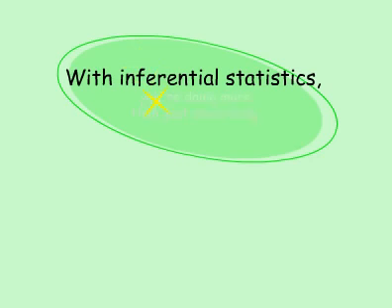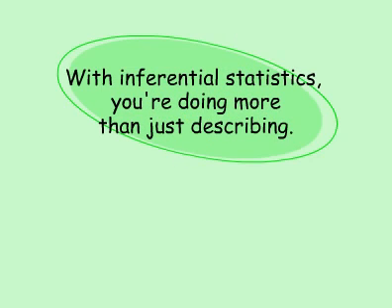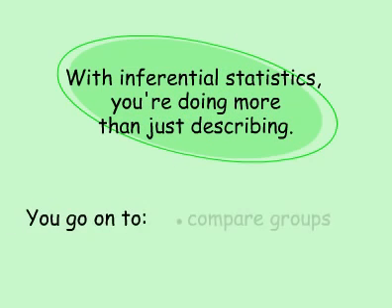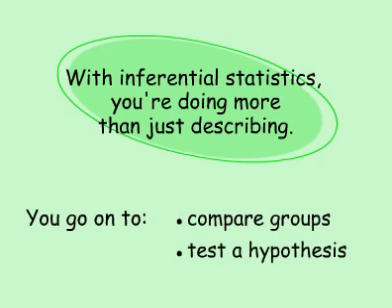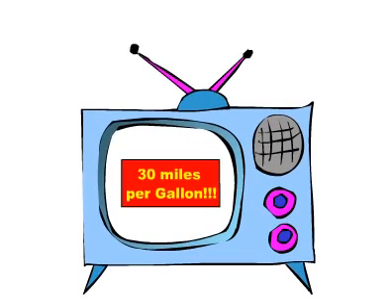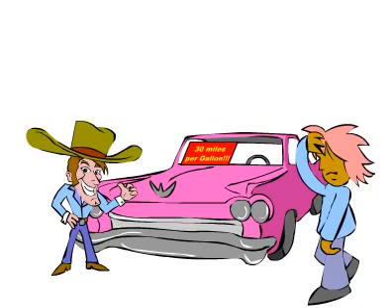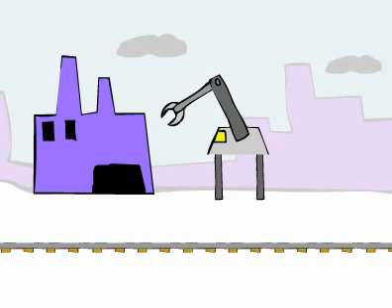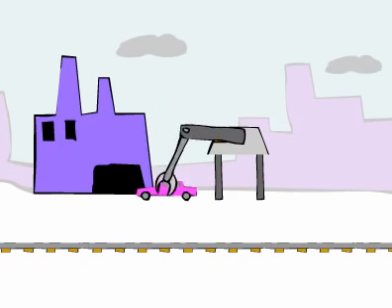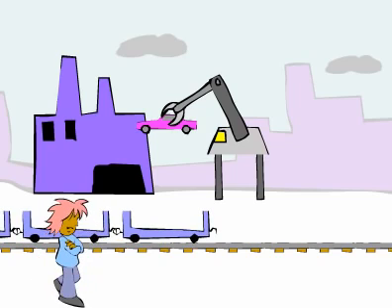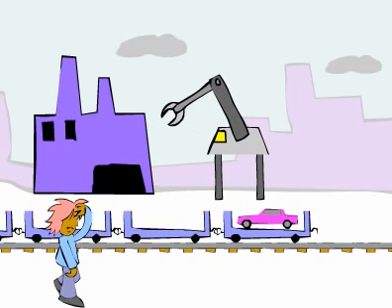With inferential statistics, you're doing more than just describing. You go on to compare groups, test a hypothesis, or make predictions. For example, suppose you hear a television commercial claiming that the gas mileage for a certain model of car is 30 miles per gallon. You doubt the claim, and you want to test it. The car company will make hundreds of thousands of these cars every year, and it's not practical for you to test the gas mileage on every one.